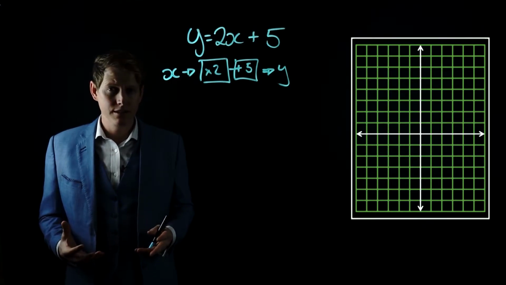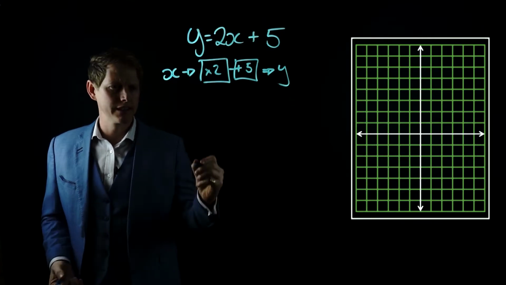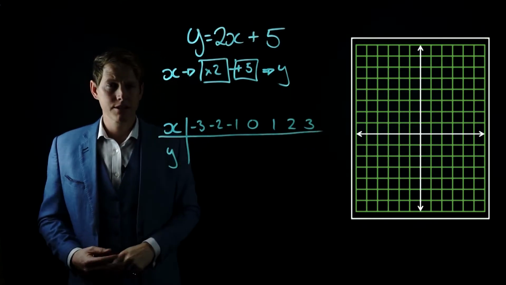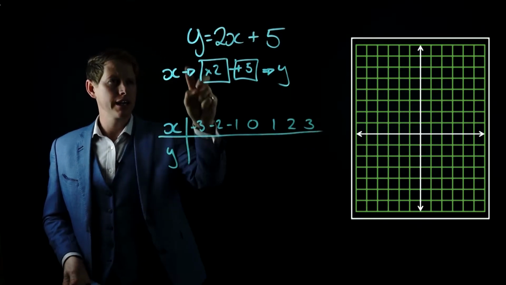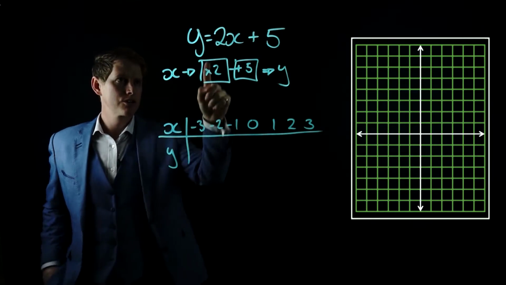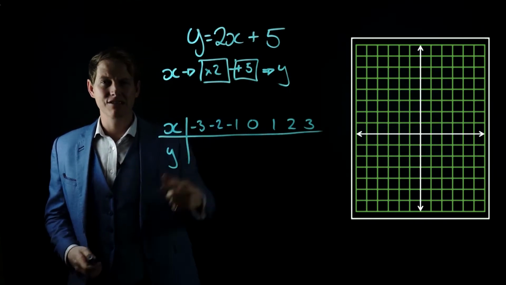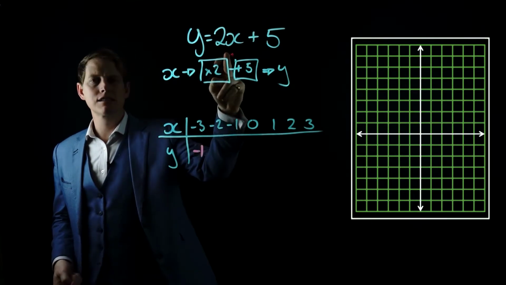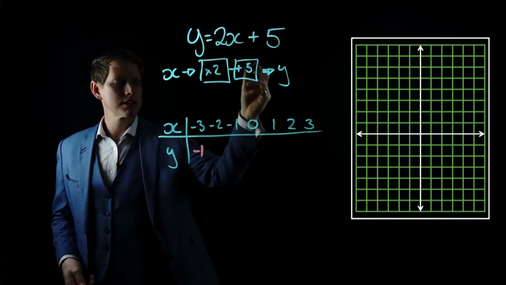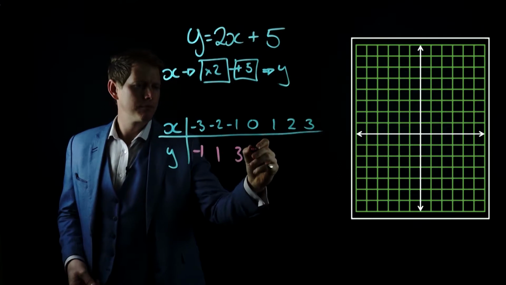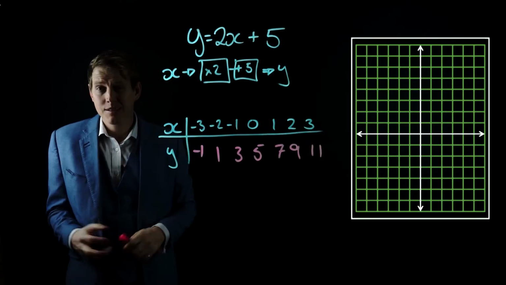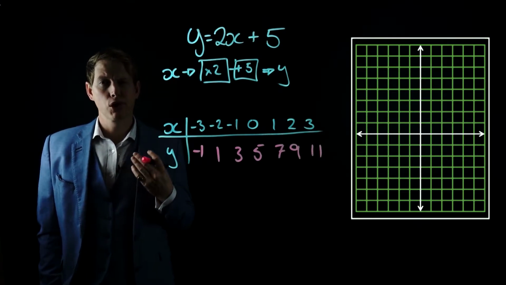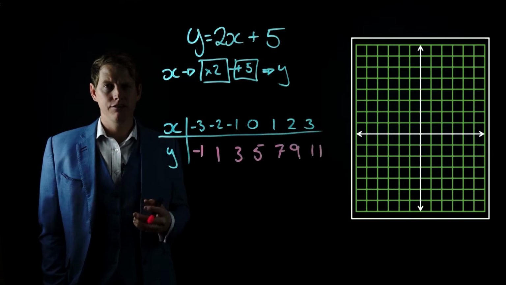So I'm going to do this in a logical way. I'm going to draw myself a little table. And now I'm going to simply substitute these values into this equation. So 2 multiplied by -3 is -6, plus 5 is -1. 2 multiplied by -2 is -4, plus 5 is 1. And to be honest with you, that's the hard bit. All we need to know now is that we're able to plot these and they will represent a linear function.